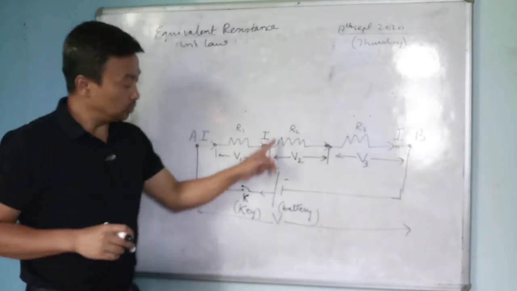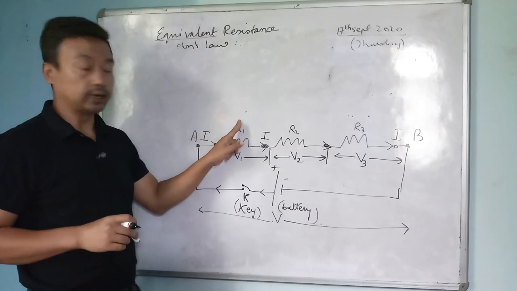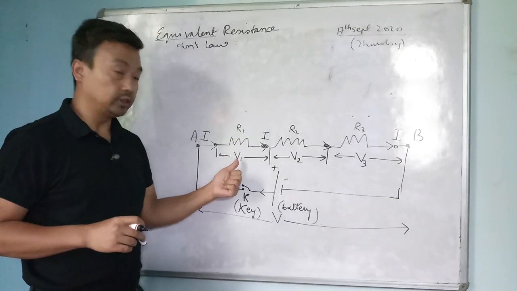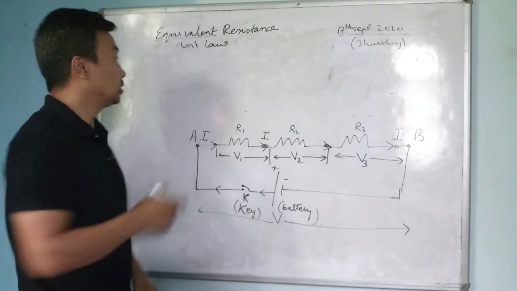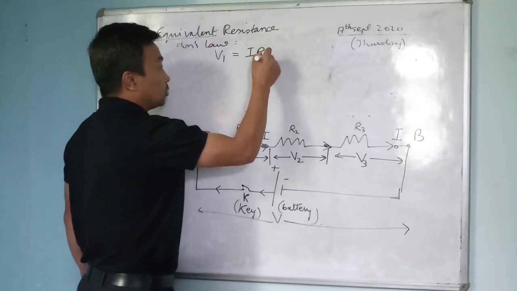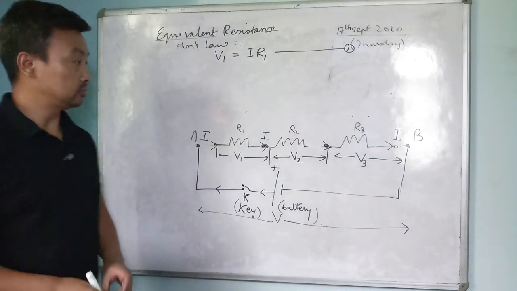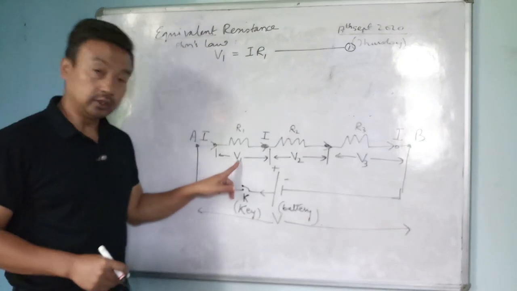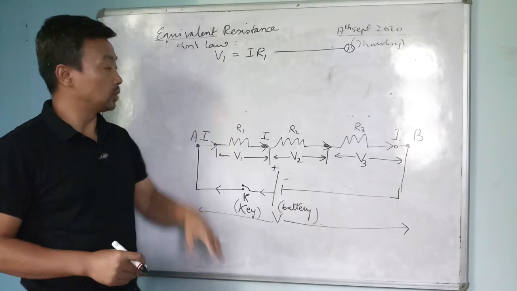If you look at the first resistor, just now consider the first resistor R1. What is its potential difference? V1. What is the current flowing there? I. So what is Ohm's law? V1 equals I R1. This is for the first resistor, because the potential difference is V1, the current flowing is I, and the resistor is R1.